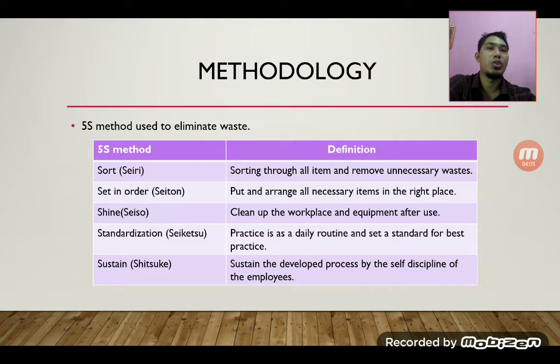The 5S method is used to eliminate waste. 5S consists of sort, set in order, shine, standardize, and sustain. Sort means sorting through all items and removing the unnecessary waste. Set in order is to put and arrange all necessary items in the right place. Shine is to clean up the workplace and equipment after use. Standardize means practicing it as a daily routine and setting a standard for best practice. Lastly is sustain the developed process through the self-discipline of the employees.